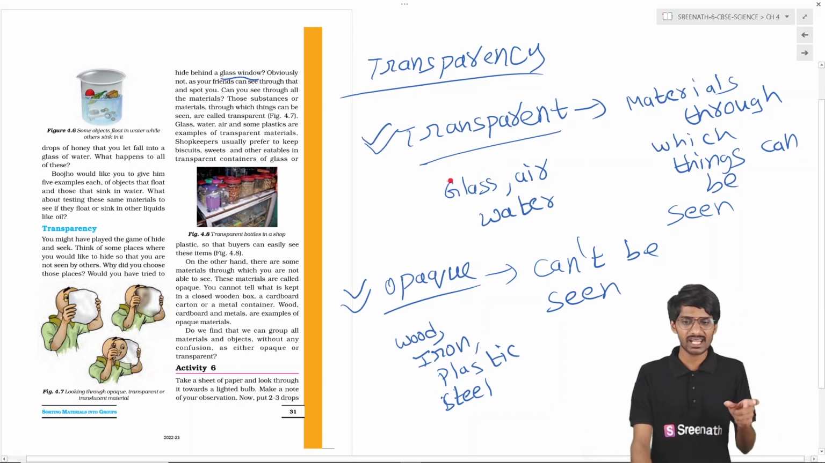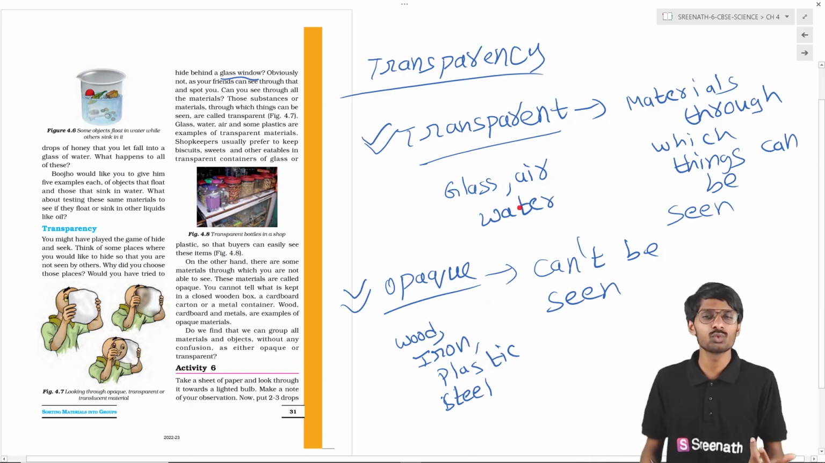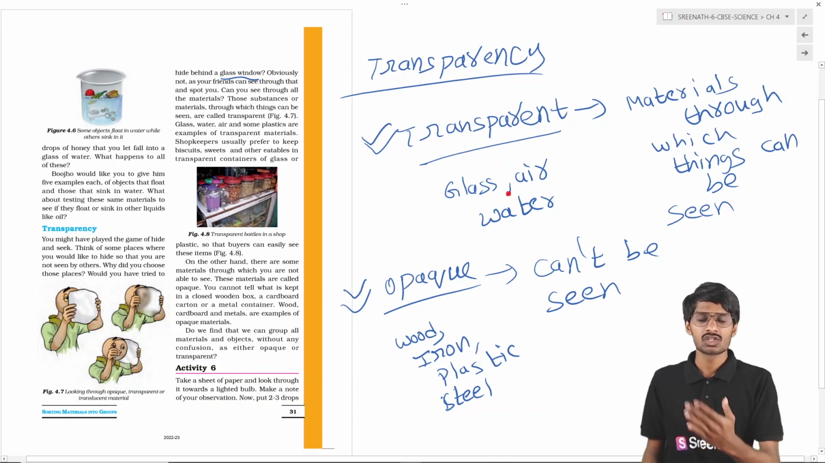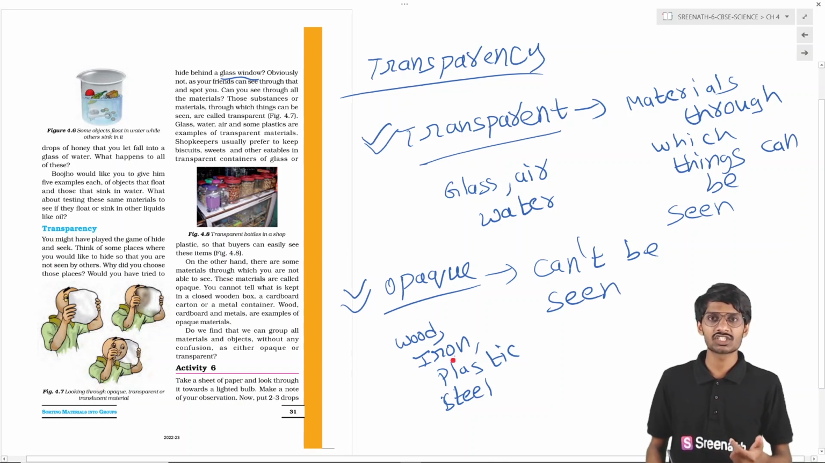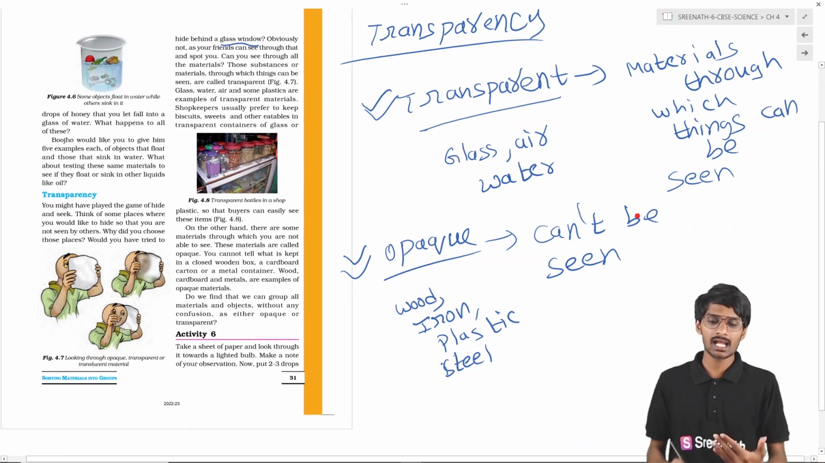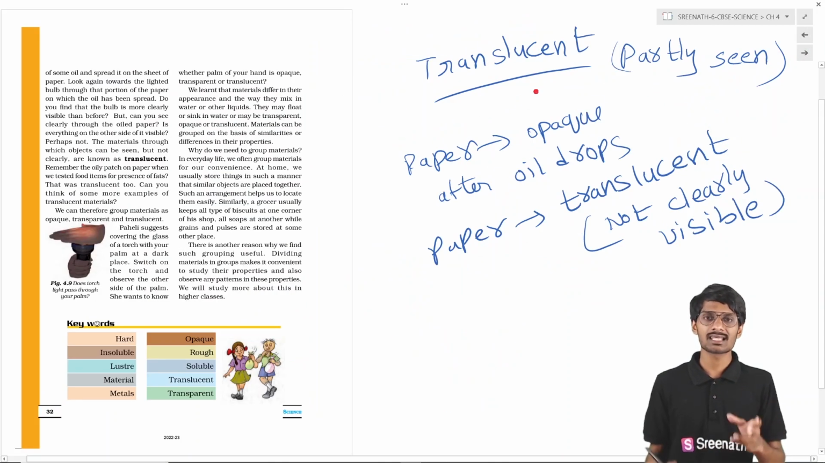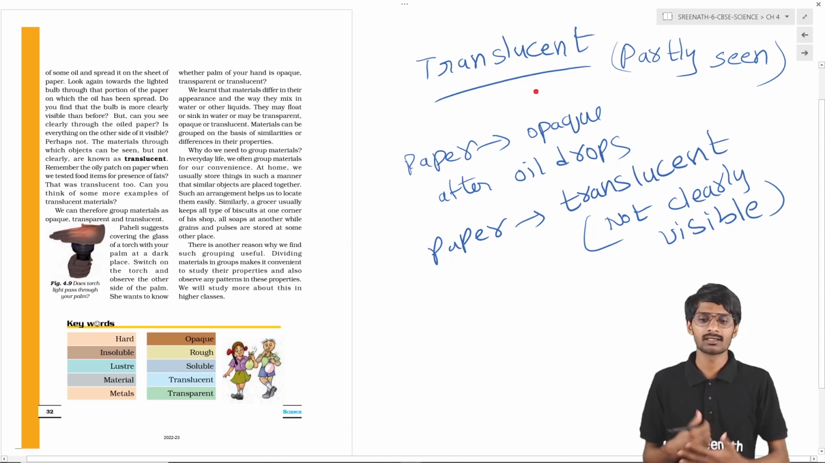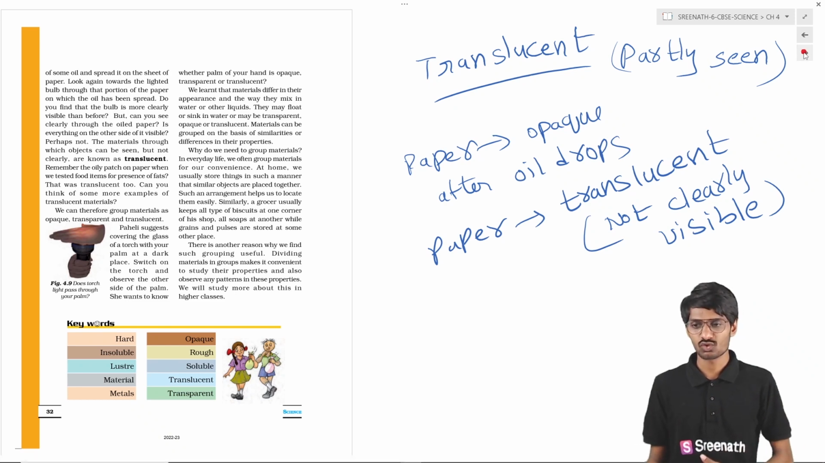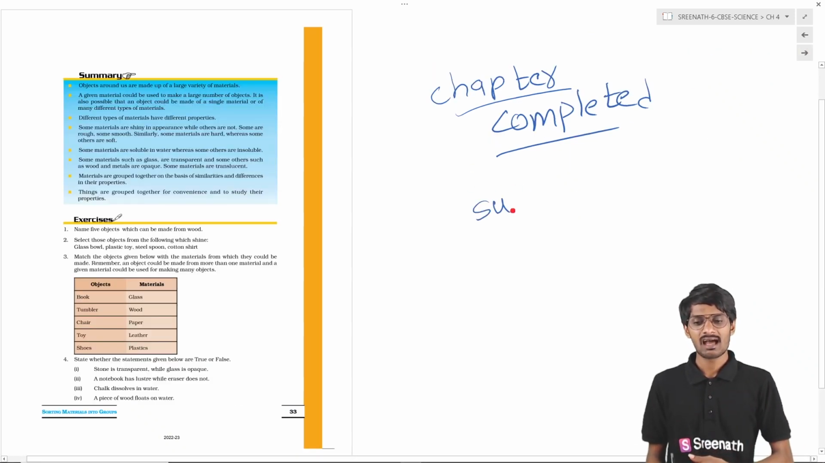For example, through glass we can see, through air we can see, through water also we can see the objects or things behind it. So we call them transparent materials. And through some materials like wood, iron, plastic, we can't see what is behind them. So we call them opaque materials. And there are some materials through which we can partly see. We can't completely see, we can partly see. So those materials we call translucent materials, students. So finally, our chapter is completed. Our summary is also completed, students.